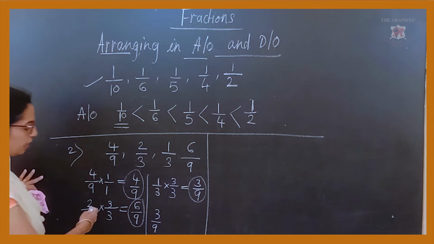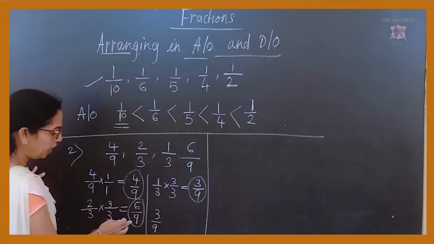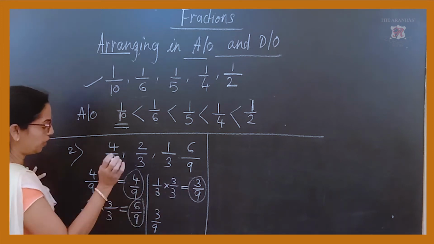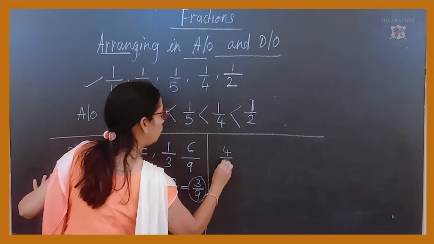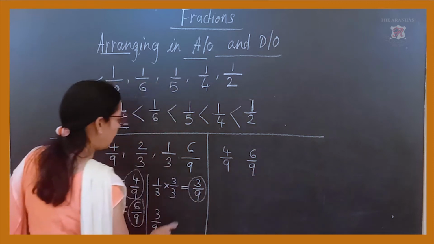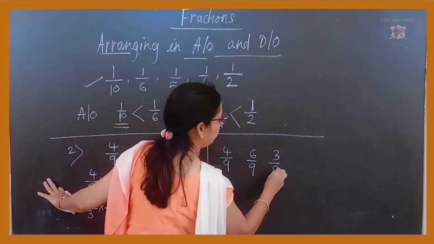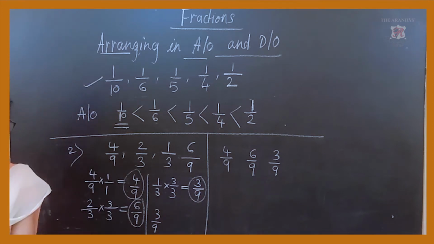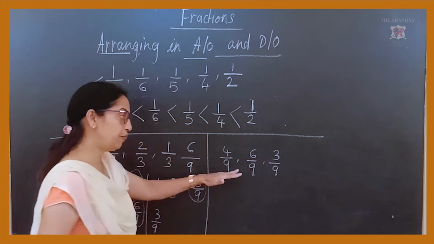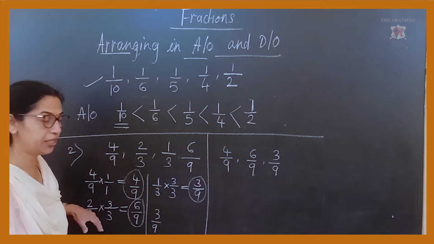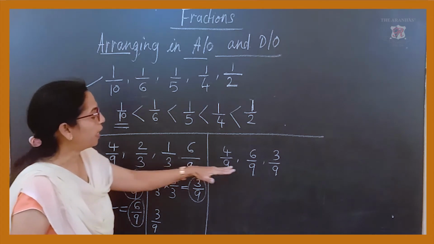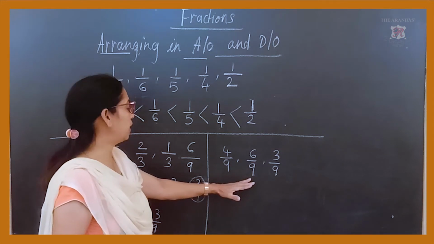Here again we can consider the denominator has now become equal. Now we will see the numerators. So now 4 upon 9, 6 upon 9 and 3 upon 9. Whenever such a case is there, these fractions we have got by multiplication. We have made the denominators equal and now we will compare for the ascending order.